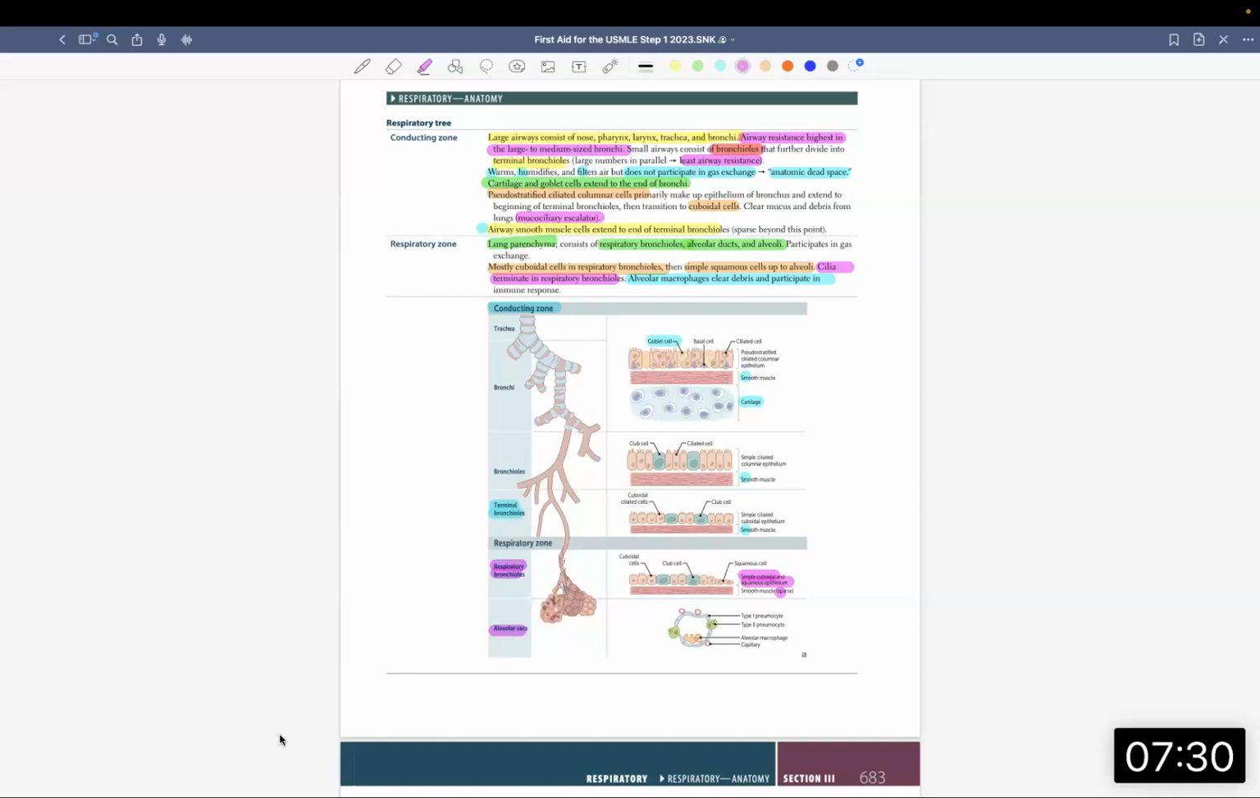Okay, so airway smooth muscles extend to the end of the terminal bronchioles, and then they will be sparse beyond this point, right? Okay. Yep. I think cilia will continue at the level of the respiratory bronchioles, but no cilia beyond the respiratory bronchioles, right? Exactly. And actually, what they mainly ask is what is responsible for protection beyond the terminal bronchiole? So we were supposed to pick the alveolar macrophages.